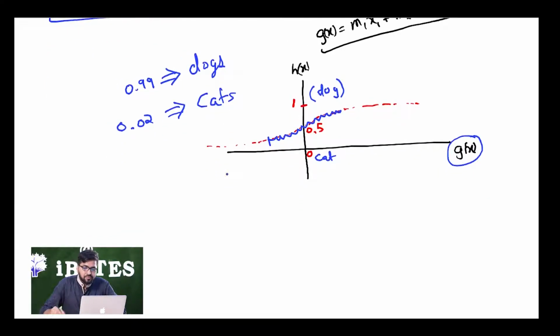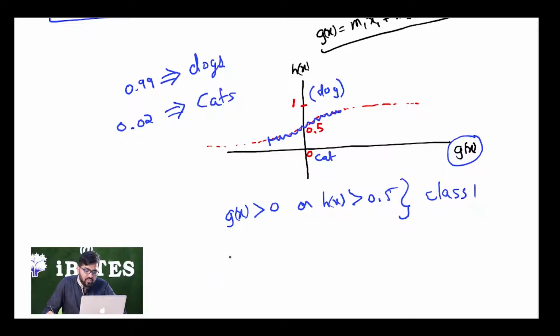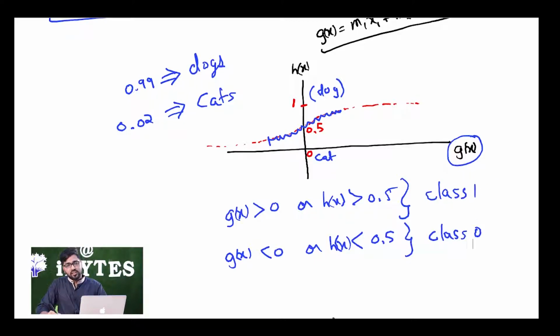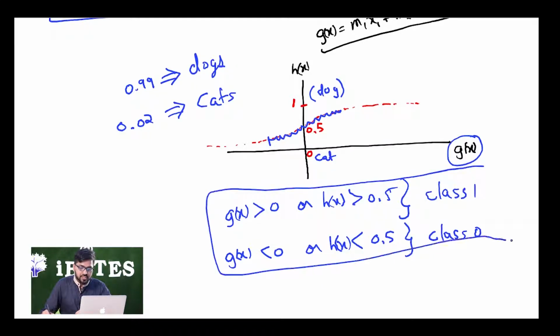So I can say if g(x) is greater than 0 or h(x) is greater than 0.5, then I would be saying that it is class 1. Or if g(x) is less than 0 or h(x) is less than 0.5, it belongs to class 0. Okay, class 1 is our dogs and class 0 is our cats. So this is how we can use logistic regression to basically classify.